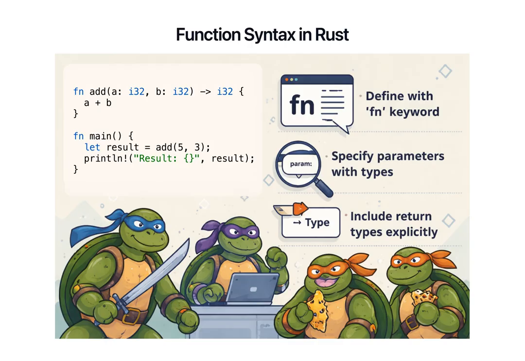Parameters must have explicit types, and return types should be clearly specified to ensure type safety and clarity in function behavior.